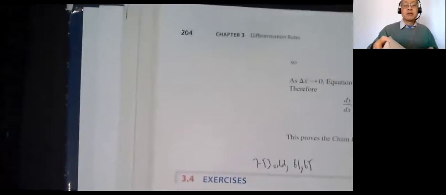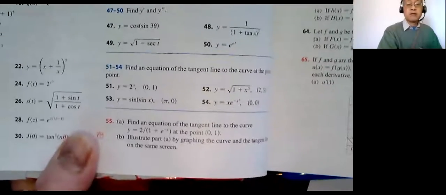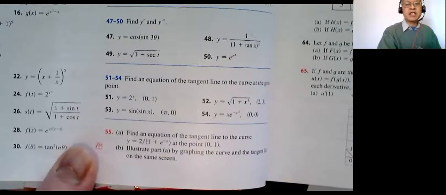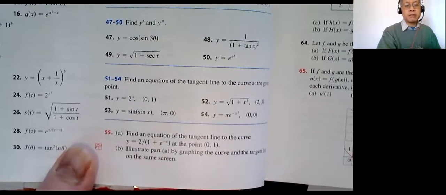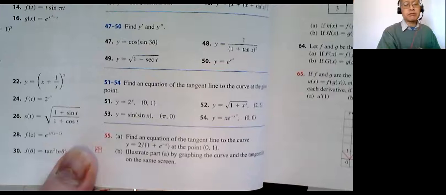All right, there was only one more I was going to show you, but I did get a request for 3.449. It was kind of messy. Let me go back to 3.449. Page 204, number 49, y equals the square root of 1 minus secant t. Find y prime and y double prime. The y prime isn't so bad. The double prime is the one that's worse. So I'll show you what I have for that one.